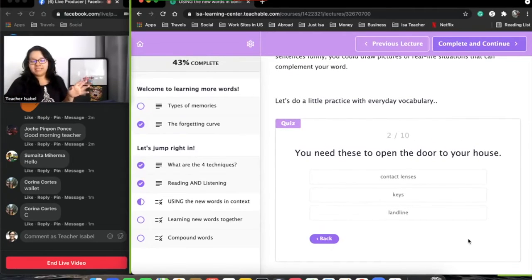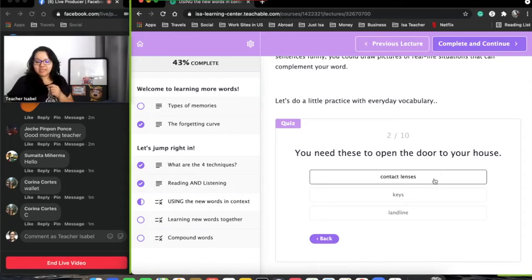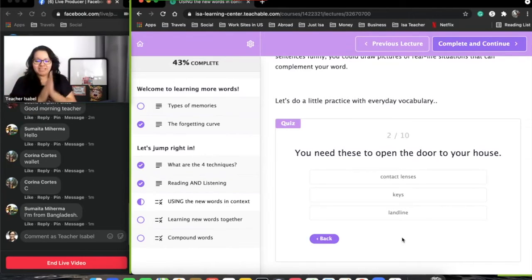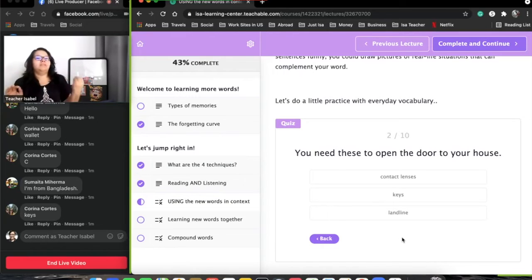Let's see if you guys can get this. You need these to open the door to your house. Is it A, contact lenses, B, keys, C, landline? And again, these are just new words, right? New vocabulary words. So if you don't know what these mean, that's okay. No problem. You're learning. Let's see. What do you need in order to open the door to your house?